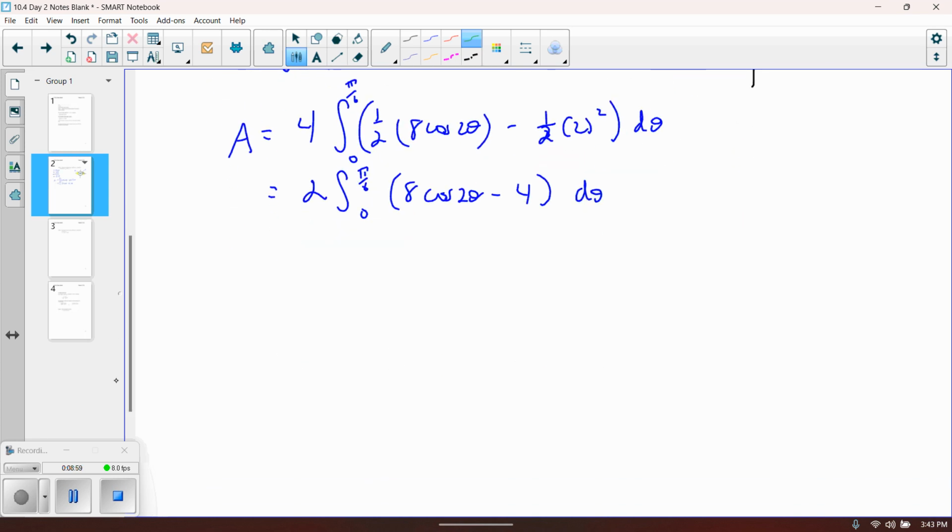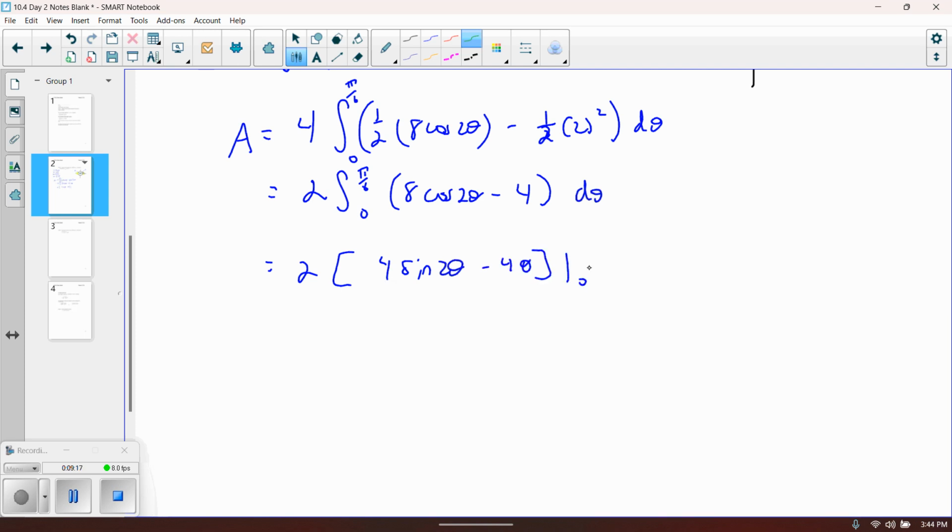So now we should be able to take the antiderivative. So we're going to have 2 times the antiderivative of 8 cosine of 2 theta, which is going to be a sine of 2 theta. Remember, we have to pull the extra 1/2 out to the front. So that's going to make that a 4, and then minus 4 theta.